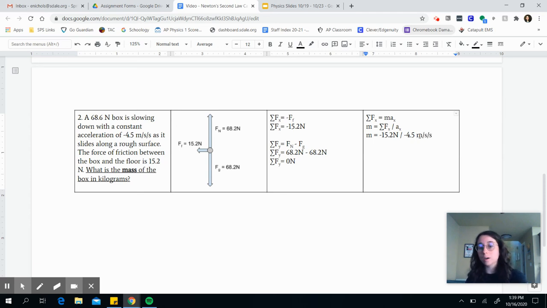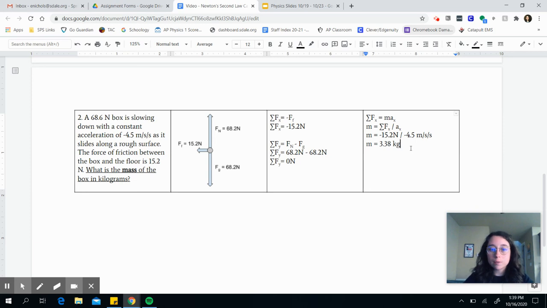Now we can do our calculation, and we'll see that 15.2 divided by 4.5 is 3.38. I rounded. 3.38 kilograms. Whew, we did it. All right. The reason my number came up positive is because I kept track of my negatives. Negative 15.2 divided by negative 4.5 is going to yield me a positive value. Keep track of your negatives.